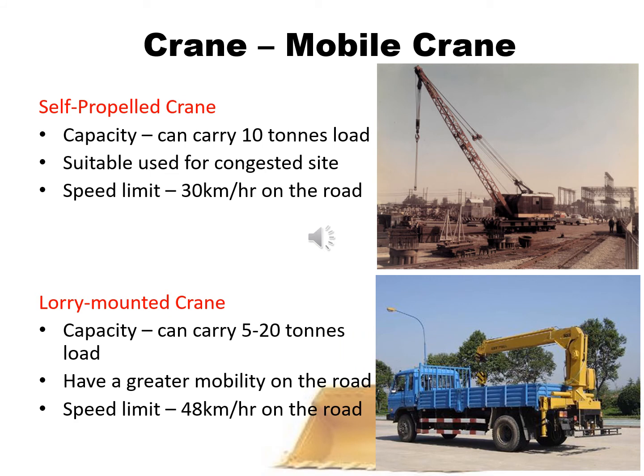The capacity of self-propelled crane can carry 10 tons load. It's suitable for use on congested site. Its speed limit is about 30 km per hour on the road. The capacity of lorry-mounted crane can carry 5 to 20 tons load. It has a greater mobility on the road. Its speed limit is about 48 km per hour on the road.